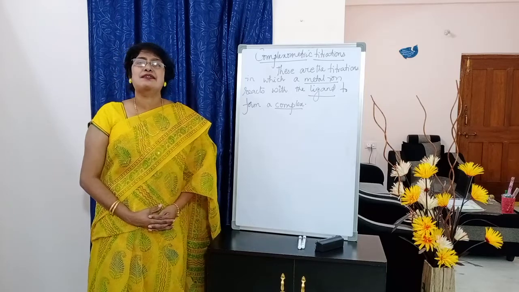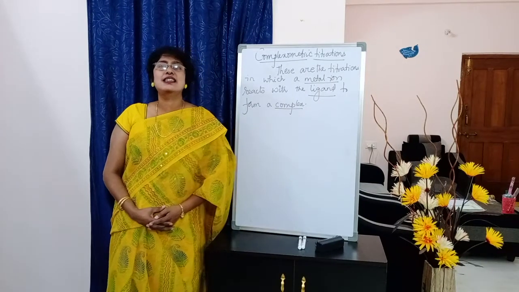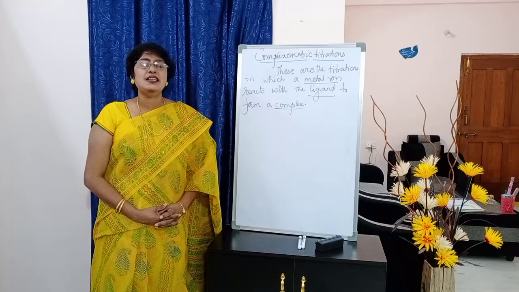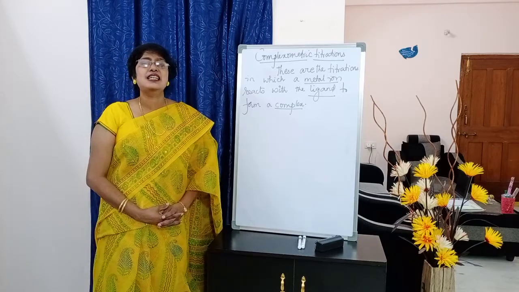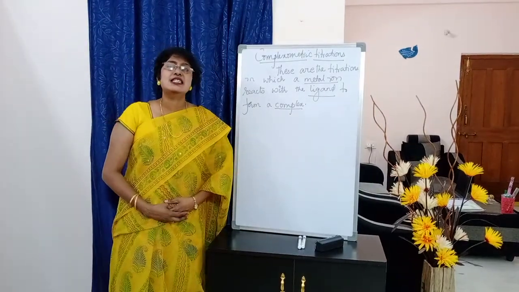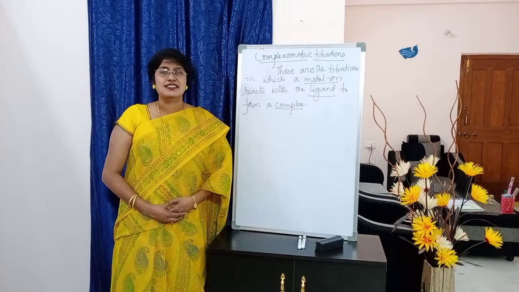If you want, you can write the definition, students, but for the experiment purpose to write in the observation and record, we don't need this. It's not mandatory to write in your record and observations. Okay, so as I told you, under complexometric titrations in the syllabus we have 2 experiments. Today we are going to learn about the first experiment, students, that is estimation of Mg+2 ions. So below the definition, put the heading estimation of Mg+2 ions. Put the heading and underline.